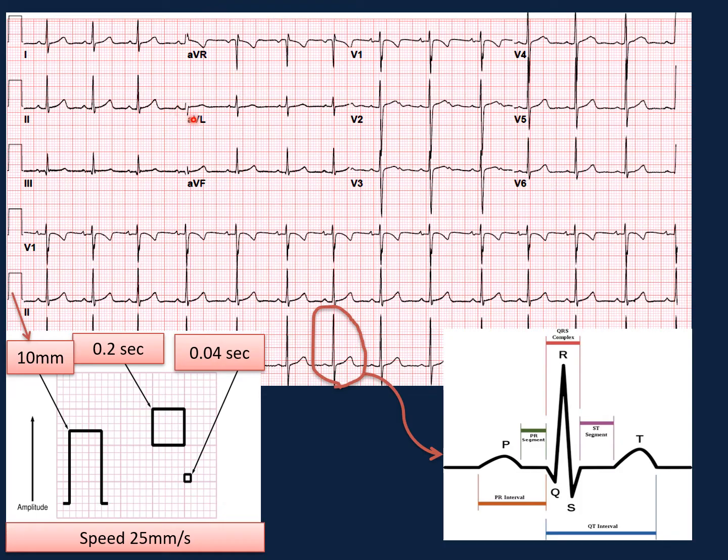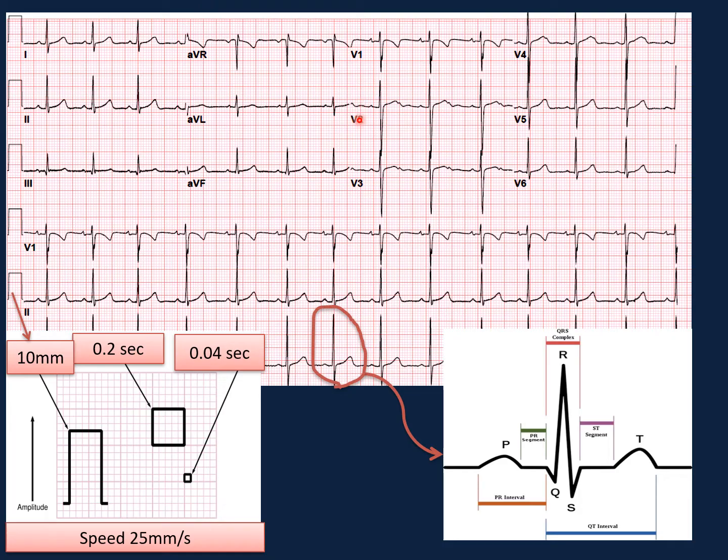Lead 1, AVL, and V5 and V6 are well known as lateral leads, and they look at the electrical activity of the lateral wall of the left ventricle. Then you have 2, 3, and AVF, well known as inferior leads. Inferior leads look at the electrical activity of the inferior surface of the heart. Then you have septal leads V1 and V2, and V3 and V4, well known as anterior leads, and they look at the electrical activity of the anterior wall of the right and left ventricle.